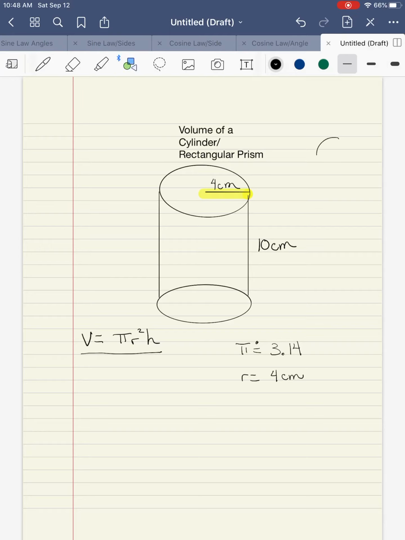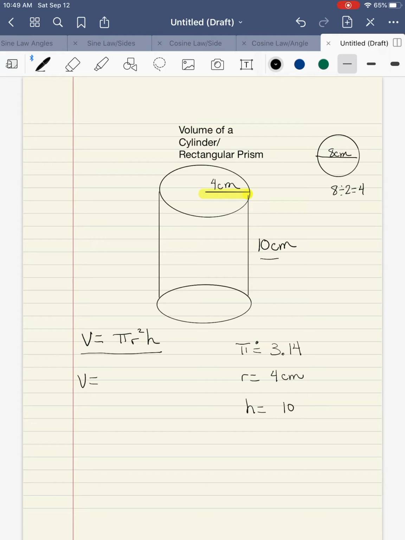Now we want to be careful. If we had the circle part and the line went all the way across and they had an 8 there, that's a diameter, so careful. So if they do give you the diameter because the line goes not halfway, but all the way across, you want to make sure you divide that by 2. And the height, we can see here, is 10.